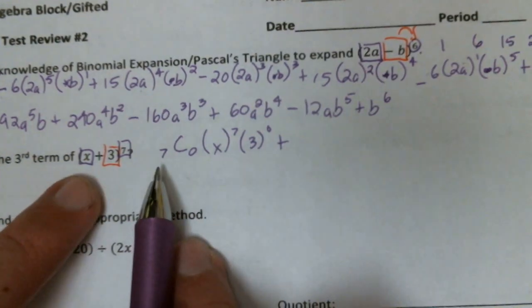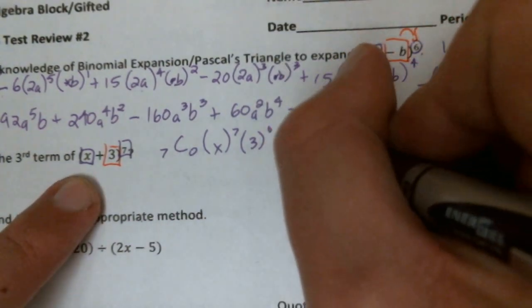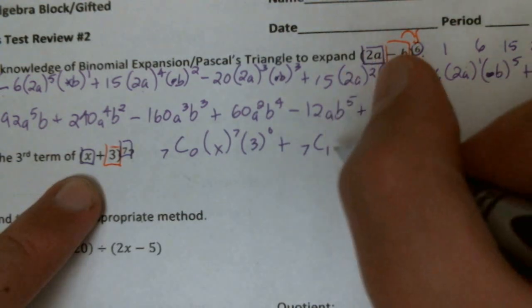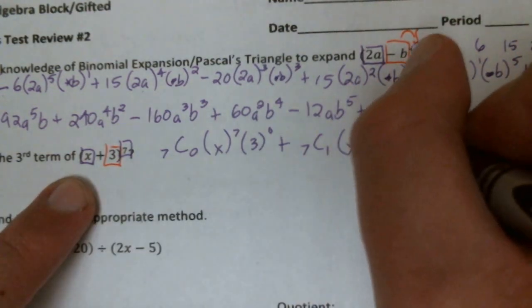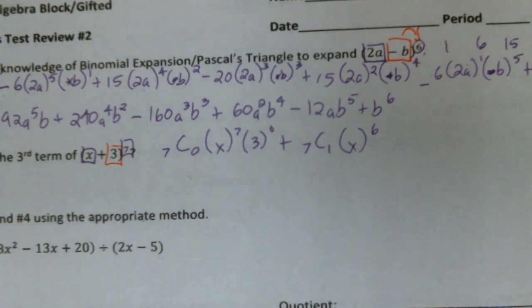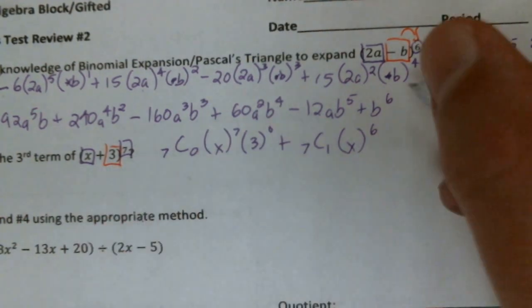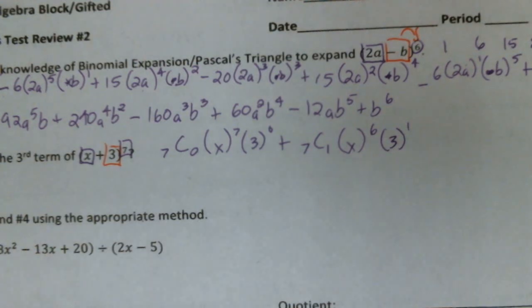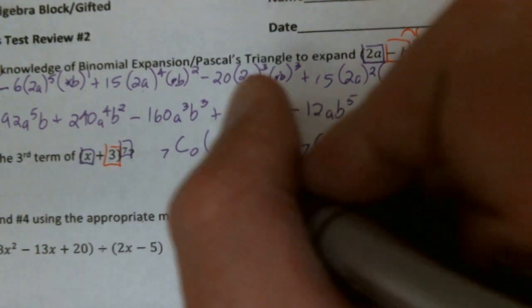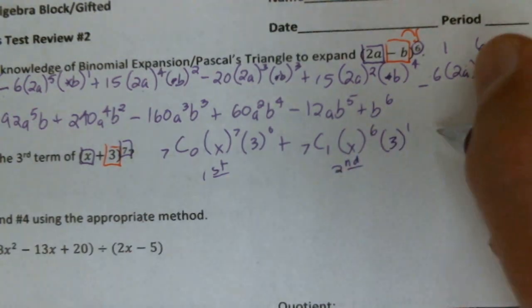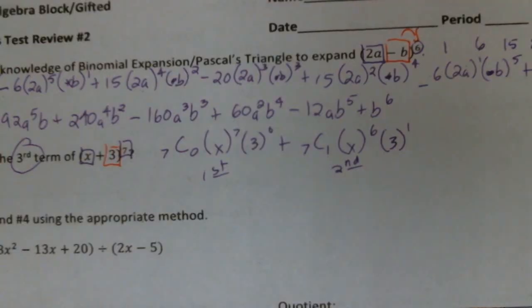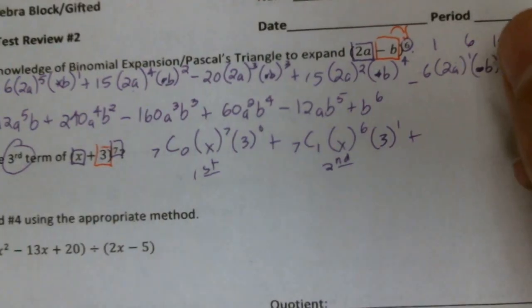My second term, instead of 7 choose 0, is going to be what? 7 choose 1. And then it's going to be times x raised to not the 7, but the 6th. And then this term is not going to be raised to the 0, it's going to be raised to the 1. This is my first term, this is my second term. I want the third term. So all I care about is this next guy.